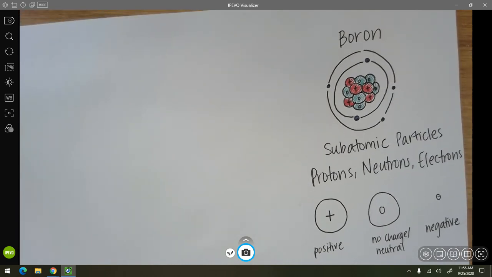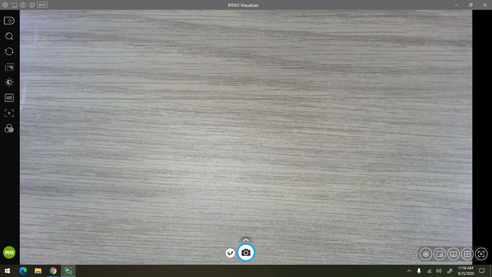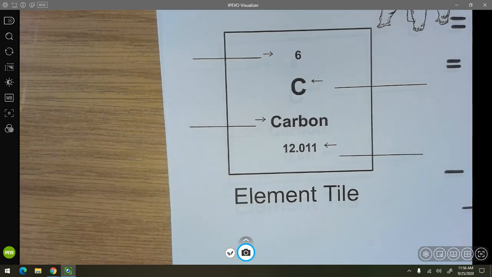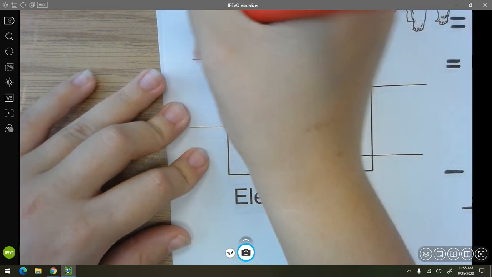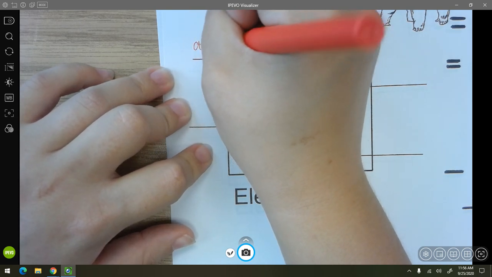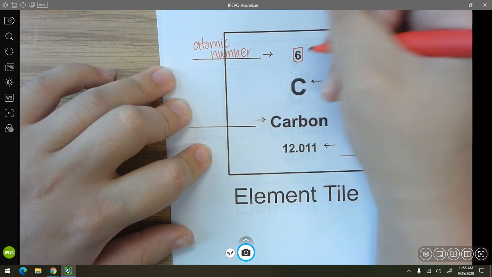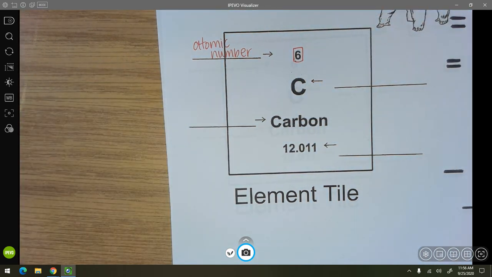But let's talk about the new information, okay? New information is this element tile, all right? And the element tile, I'm going to use different colors so that we know. So you're going to see different colors. The element tile has 4 separate parts, okay? So the first part is the atomic number. All right, and it's this 6 right here. The atomic number every time will always be a whole number. It's the atomic number, okay?